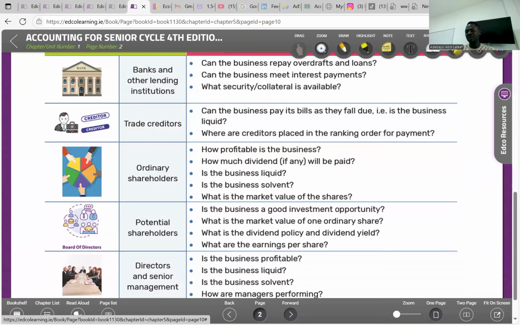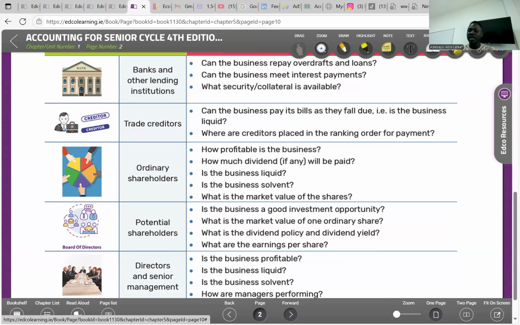Then we go to trade creditors. When we talk about trade creditors, we are talking about our credit suppliers. What is their interest? Can the business pay its bills as they fall due? In essence, is the business liquid? Credit suppliers want to be sure that the invoice can be paid as at when due. Does the business have enough liquid to pay its debts? If not, they won't be able to give a supply on credit.